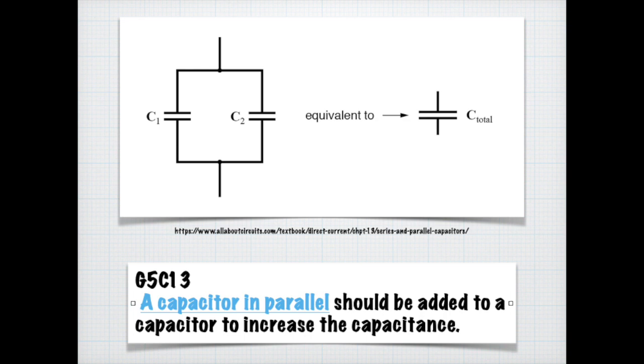So capacitors, we just need to remember that when you put capacitors in parallel, it's equivalent to one bigger one. So you just take the sum. So a capacitor in parallel should be added to a capacitor to increase its capacitance. And that's a test question.